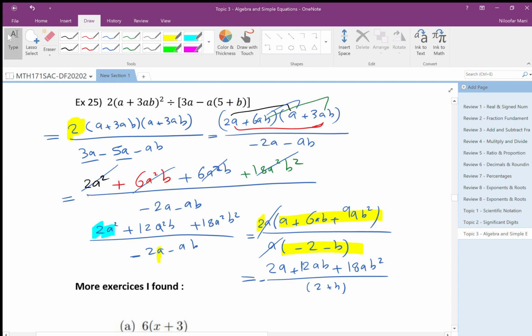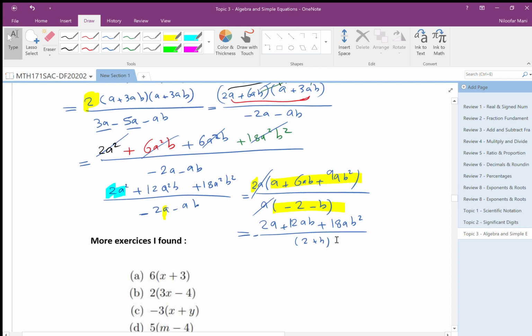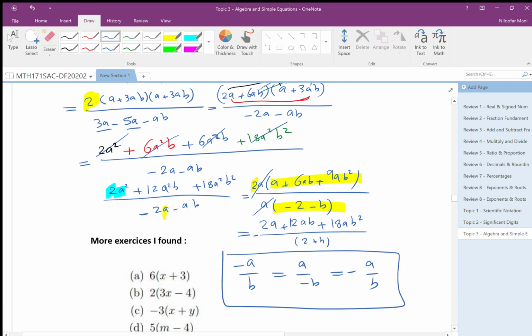Because if I have minus a over b, it is the same as a over minus b, and the same as minus a over b. But they are not like minus a over minus b, because this is just a over b. Okay, so you can do that as well.